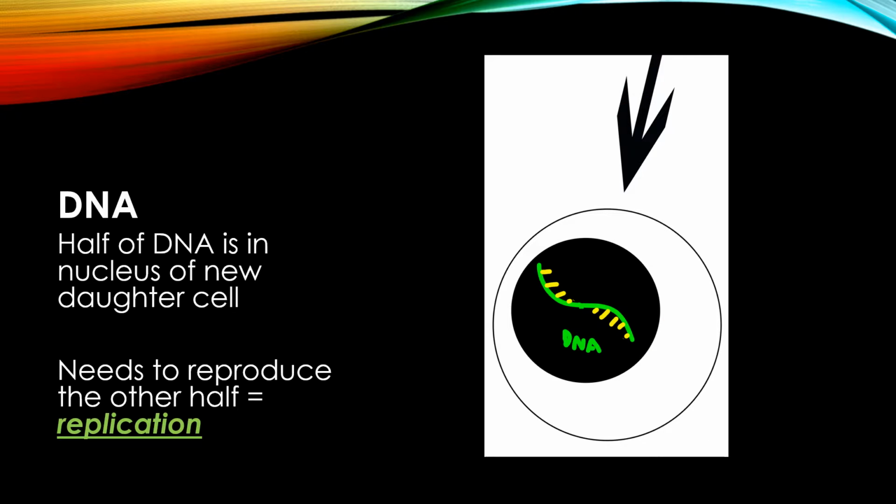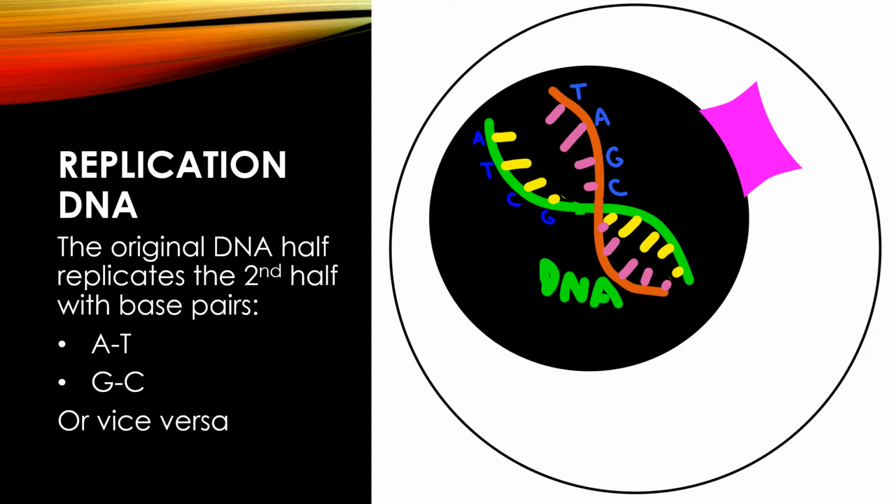So this leaves a daughter cell with only half of the DNA strand. So what it needs to do is replicate the other half of the DNA strand. Now what it does, the DNA replicates the second half of its DNA strand, the missing half, by matching it up with the base pairs that match. So you got A to T right here, and you got T to A, and you've got C to G and G to C. So it creates a second half of its own self with the complementary base pairs on the other side of it.